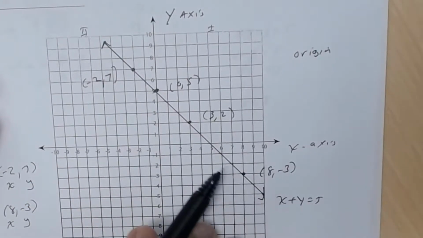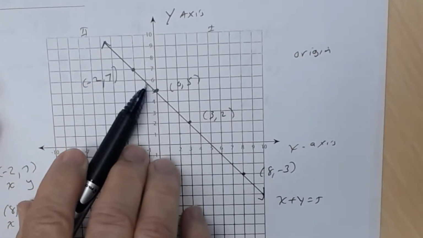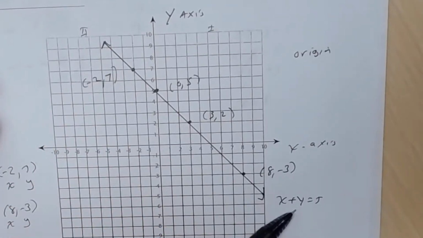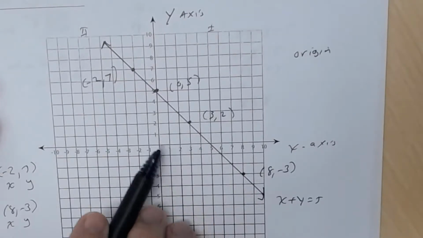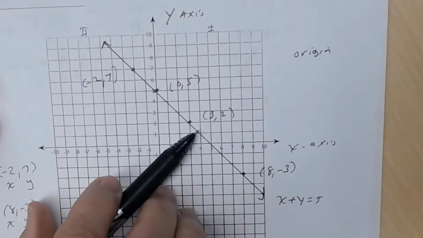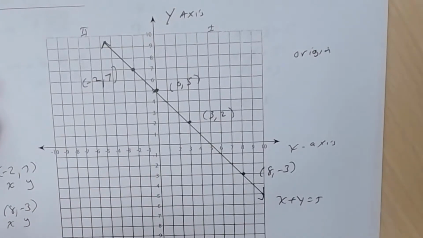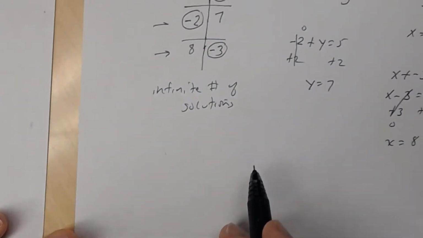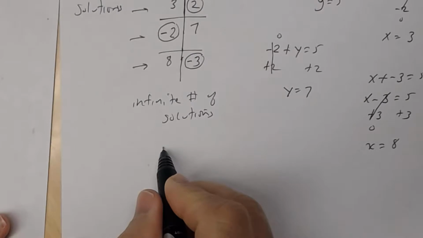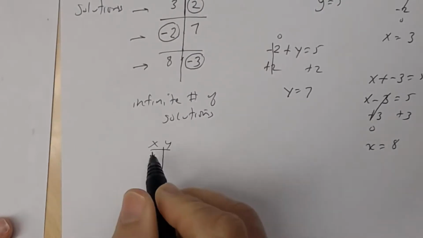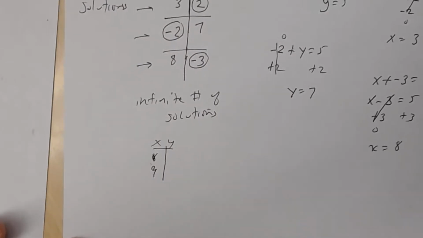So whenever you're graphing a line, you're graphing the solutions to this equation. So that's basically what you're doing. Any point on that line is a solution. Any point of the line is a solution. So let's say x was 9.